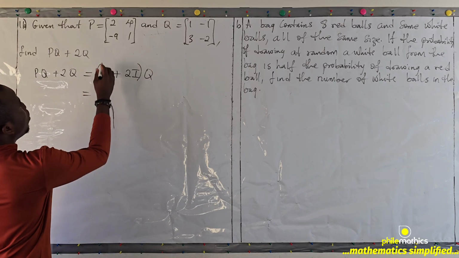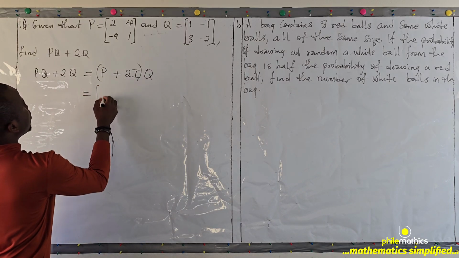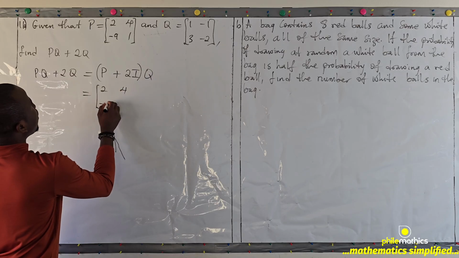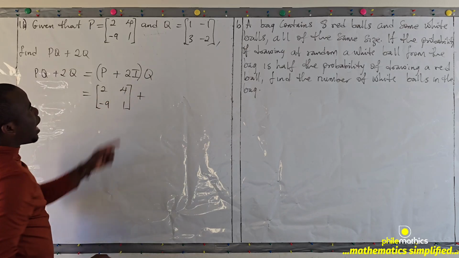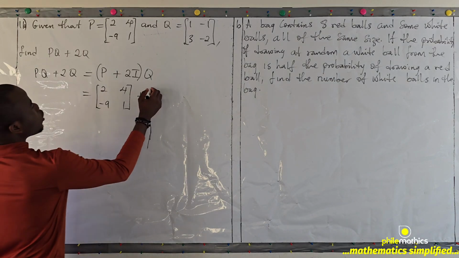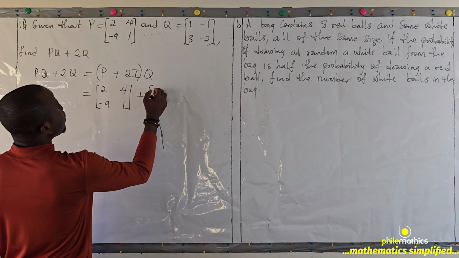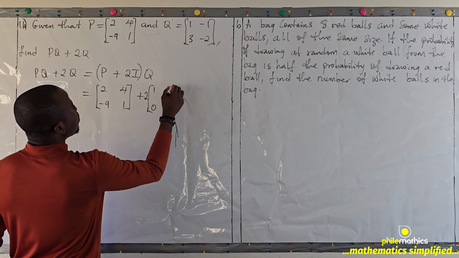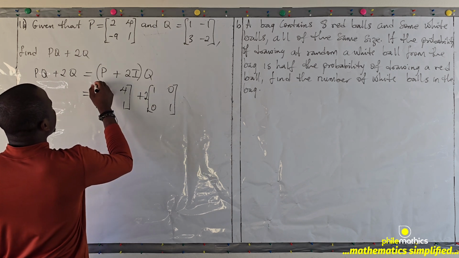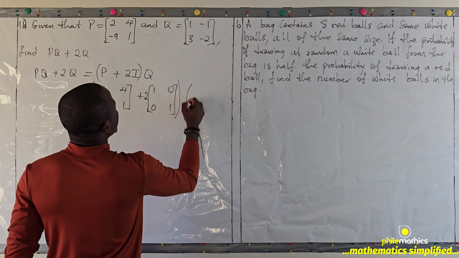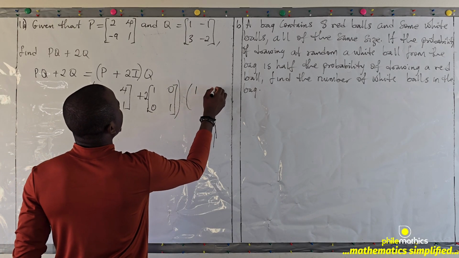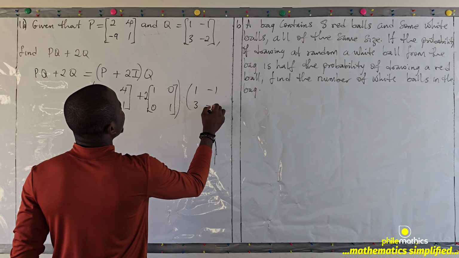This is simply, my P is [2, 4; -9, 1]. 2I, I is just the identity matrix. And so 2I will be 2 times, let me just put it, [1, 0; 0, 1]. And then everything multiplied by Q. Let me put it this way: [1, -1; 3, -2].